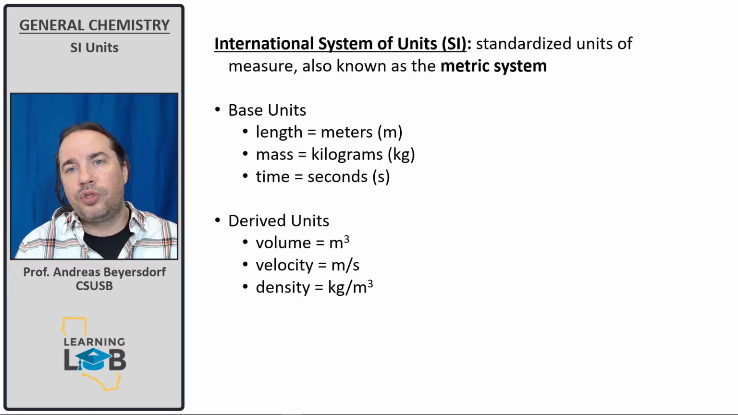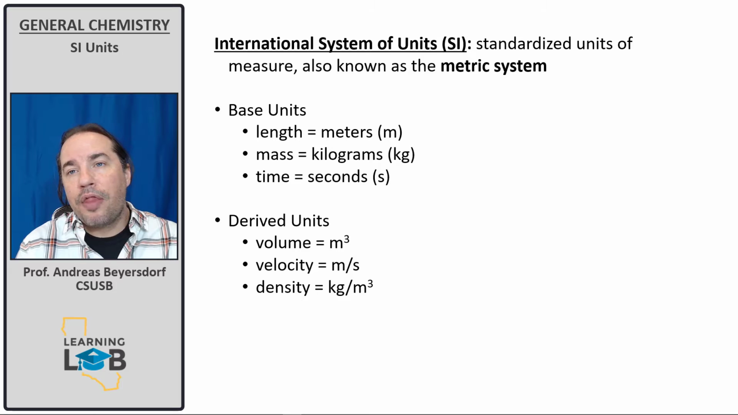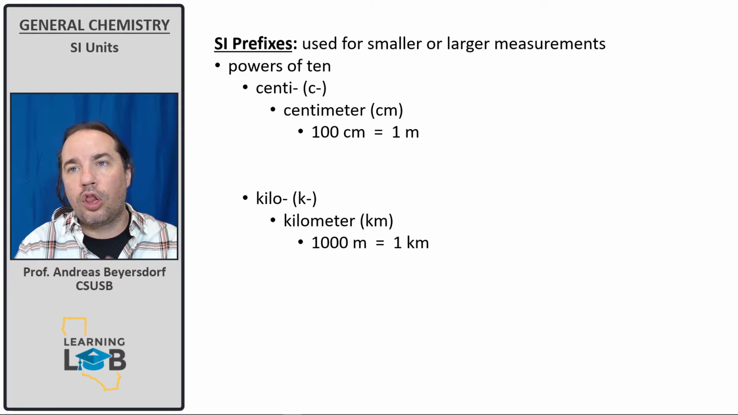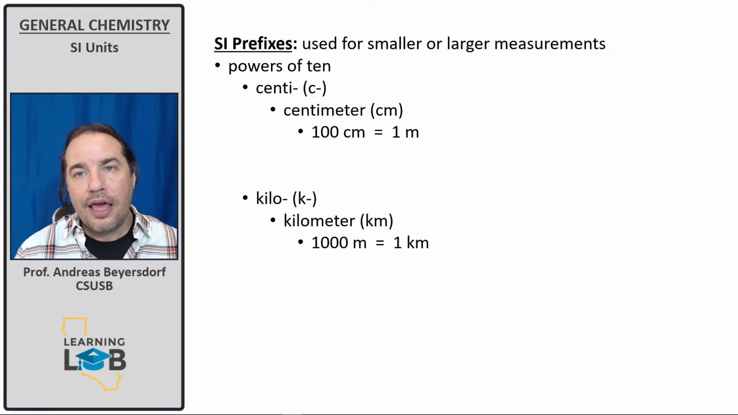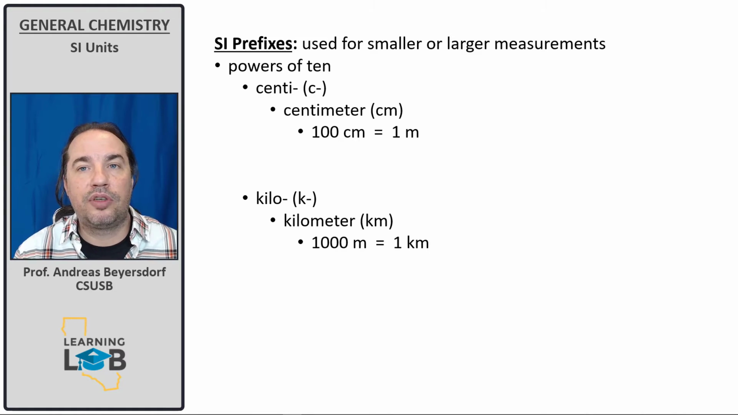We can also use these base units to come up with derived units. Some of the ones we use are volume, which can be measured in meters cubed, velocity in meters per second, and density in kilograms per meter cubed. Now, these are the standard units. We can also deal with either smaller or larger measurements by using prefixes. These prefixes allow us to look at these different measurement sizes, and they're based on powers of 10.